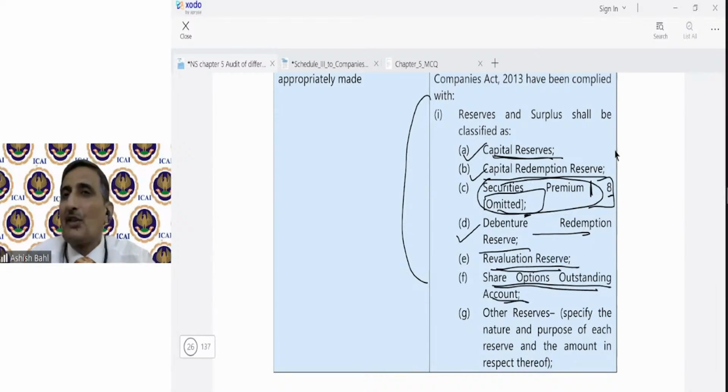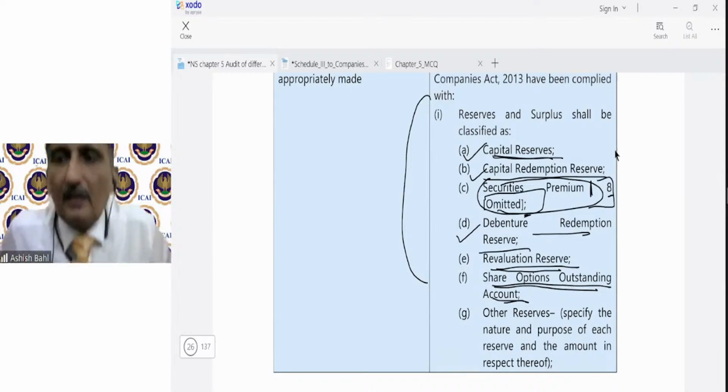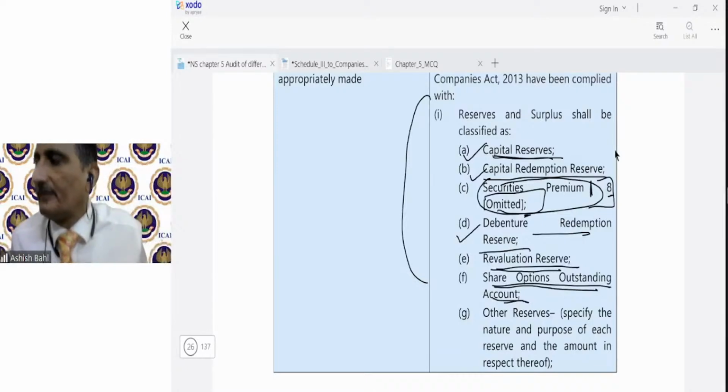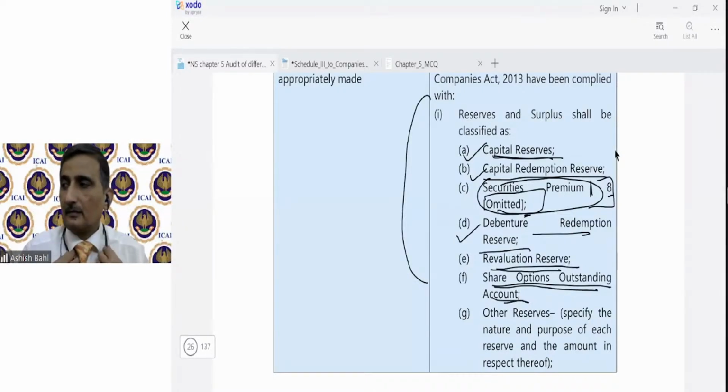Yes, students, what is share options outstanding account? Any idea? What is share options outstanding account? Yes, guys.